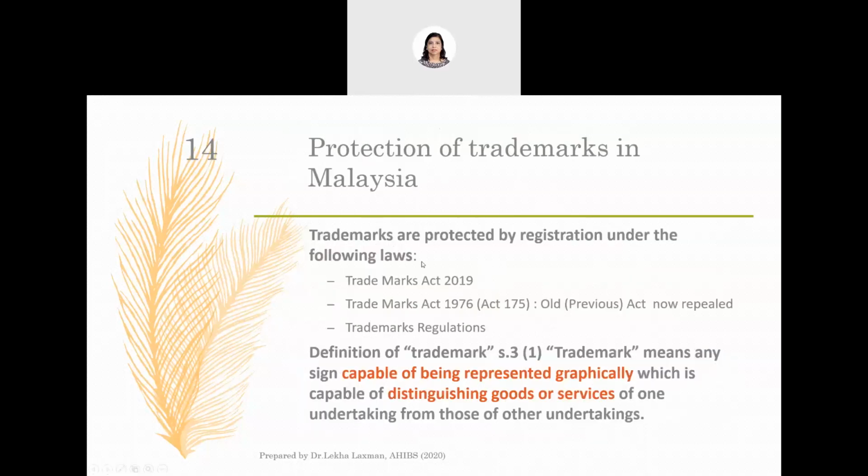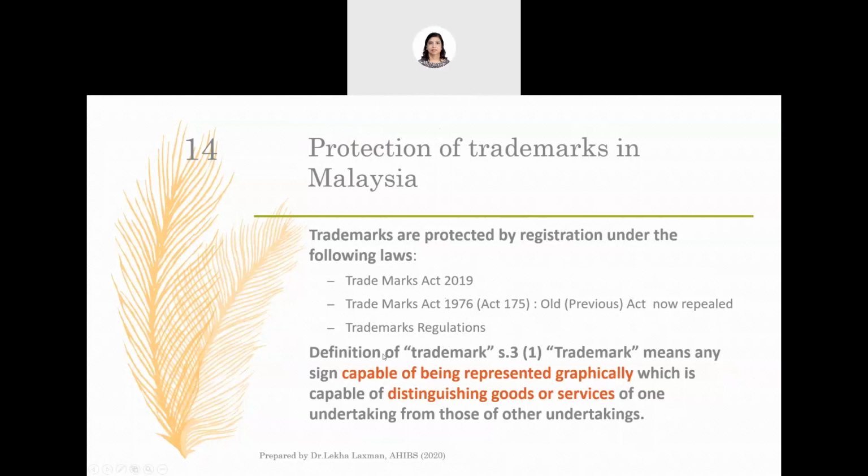Okay, now, how about Malaysia, right? What are the laws in Malaysia relating to trademark? You've got the Trademarks Act 2019. That's a very new act. It was just implemented last year. Previously, it was the Trademarks Act 1976, which was around for a very long time. But this act is no more because it has been repealed. And then finally, as with every act, there are regulations.